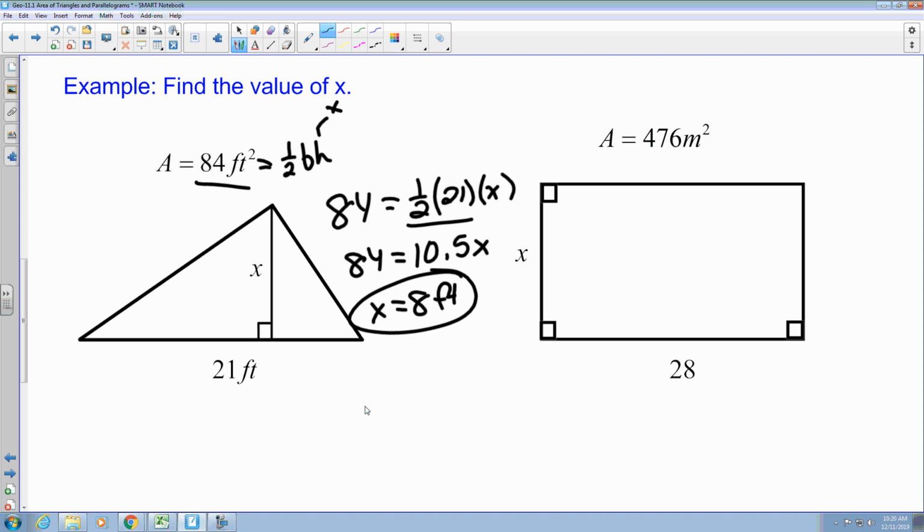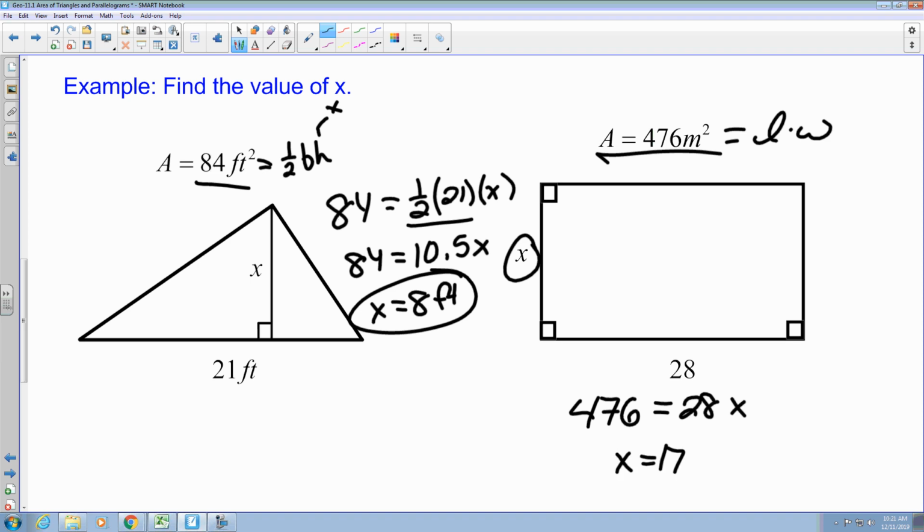Here we have a rectangle with an area of 476 square meters. We don't have the width, so 476. Remember, this is length times width. It's going to be equal to the length, which is 28, and the width, which is x. So we just take 476, divide that by 28. We get x is 17 meters.